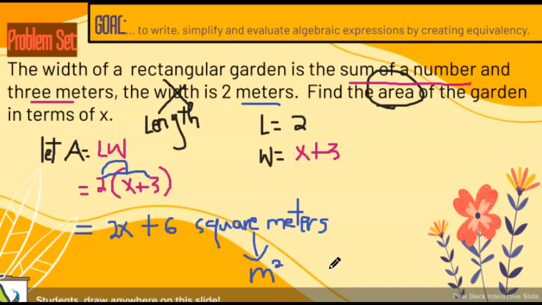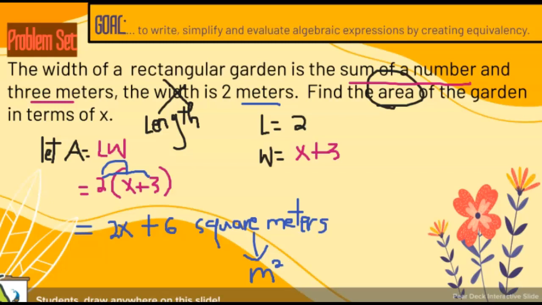So if they say, what if x is 2? Then we substitute x with 2, and 2 times 2 gives us 4, plus 6, that gives us 10 square meters. So it depends what x is going to be for the actual square meters for the area of the garden.